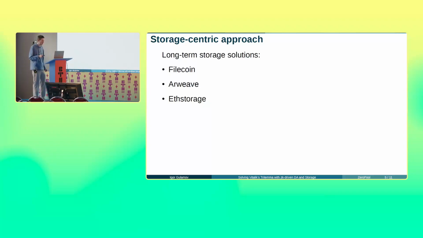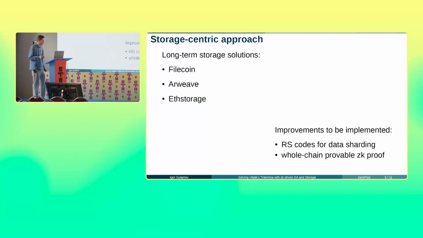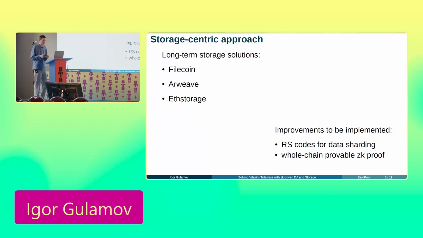To solve Vitalik's trilemma, we need some improvements. The first is using Reed-Solomon codes for more than 10 times better storage utilization, because current solutions are using replication. And what does it mean? That means that if we need high-soundness storage for the data, we need to make a lot of copies of this data and hope that at least one of these copies will be alive. And then the data is stored and available.